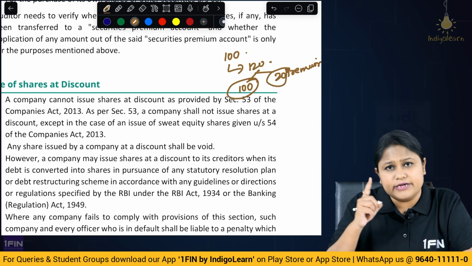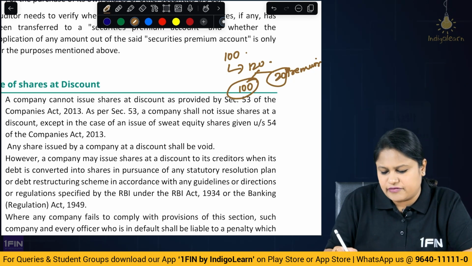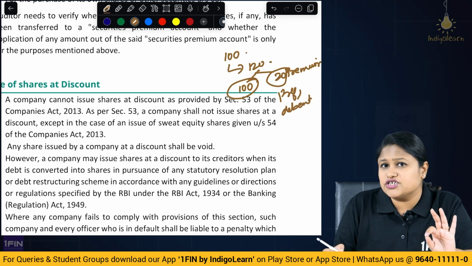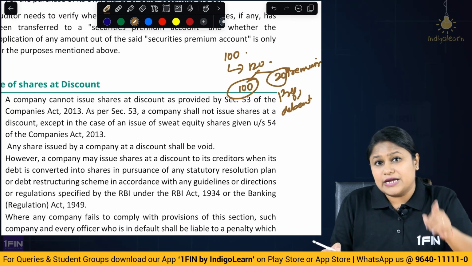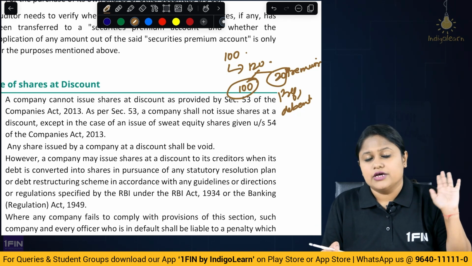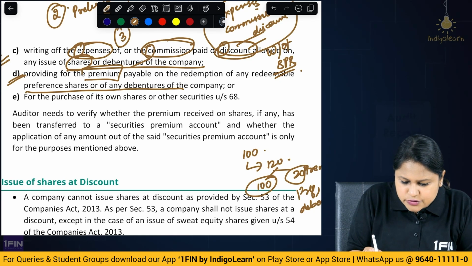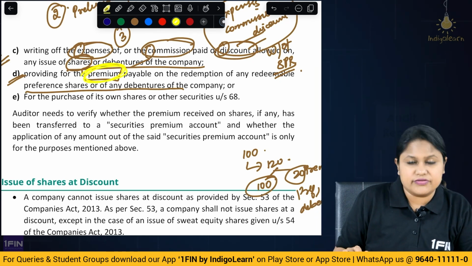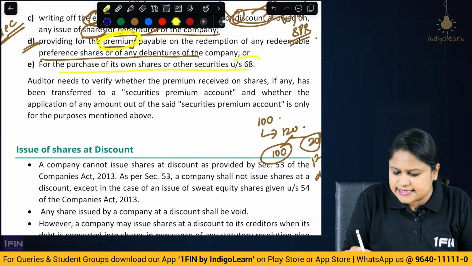So securities premium can be used only for the purpose of paying the premium payable on the redemption of either preference or debenture. So entire amount of redemption cannot be paid from SPR. Only what can be paid? Only the premium payable. So only the additional premium that you are going to pay at the time of redemption, for that premium can be utilized from securities premium. You cannot pay the full amount. Okay. So now read correctly. Providing for premium. This word is very, very important. Payable on the redemption of any redeemable preference shares or any debentures of the company, or for the purchase of its own shares or securities under section 68, and that is buyback.